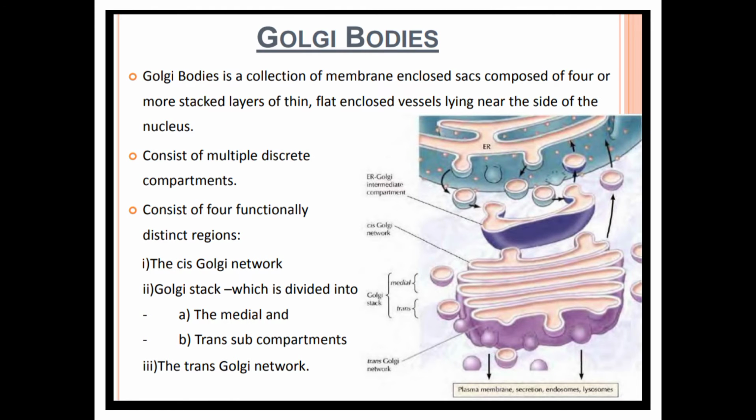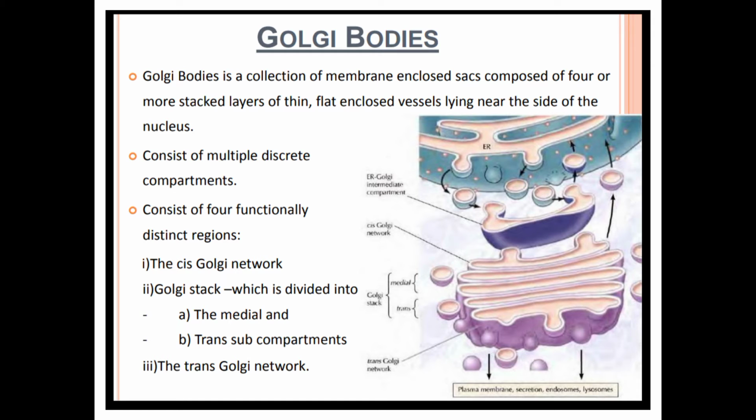Next, one more important component, that is Golgi bodies. It is a collection of membrane enclosed sacs composed of four or more stacked layers of thin, flat, enclosed vessels lying near the sides of the nucleus. They are present near the sides of the nucleus.